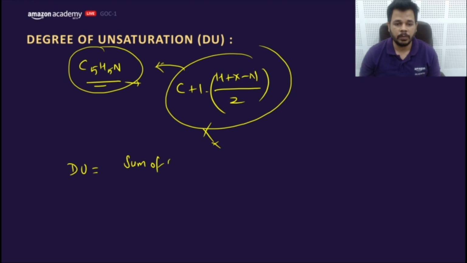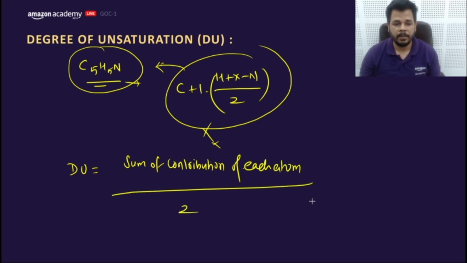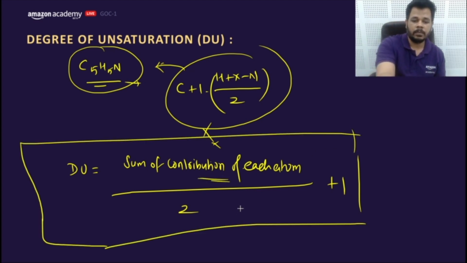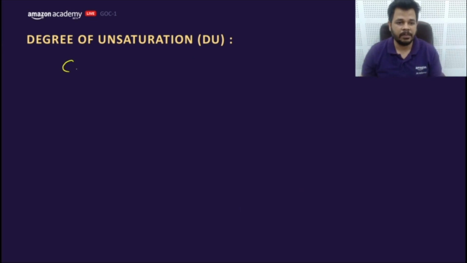sum of contribution of each atom divided by 2 plus 1. So this is the formula of DU. Now first thing comes, what is the contribution of each atom? So let's start with an example, C5H5N. Let's have the contribution of each atom.